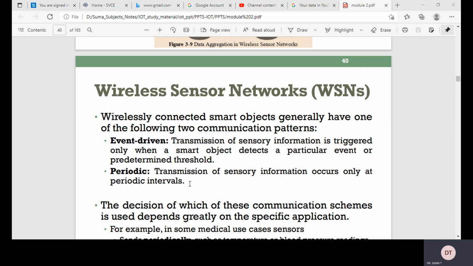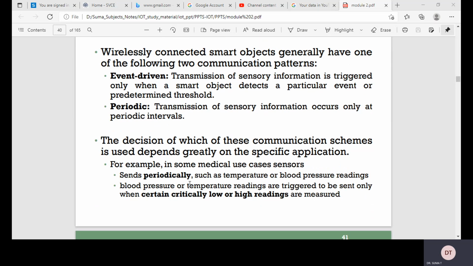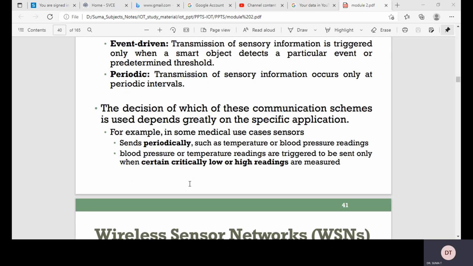The decision of which communication scheme is used depends greatly on the specific application. Okay. If you take an example in some medical use cases, sensors sense periodically post-operative vitals such as temperature or blood pressure readings. In other medical use cases, blood pressure or temperature readings are triggered to be sent only when certain critical low or high readings are measured.